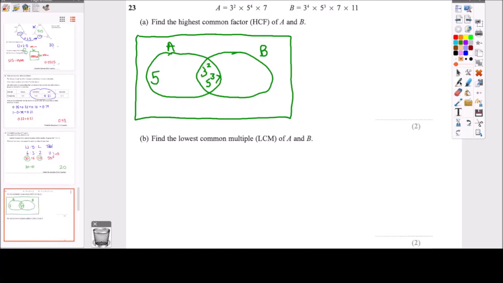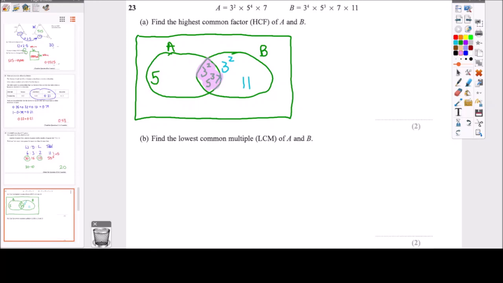That's correct. Moving over to B then. So we need 3 to the power of 4 in total, and we've so far got 3 squared. So we need another 3 squared. 3 squared times 3 squared is 3 to the 4. 5 cubed we're already covered. We've already got that in rugby ball B. 7 we're already covered, so we just need 11. So looking at rugby ball B overall, we've got 3 to the power of 4, 5 cubed, a 7 and 11.